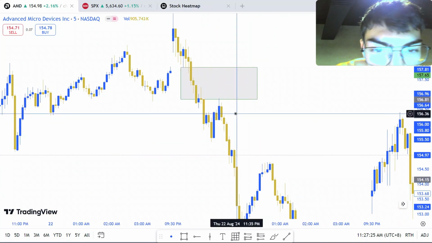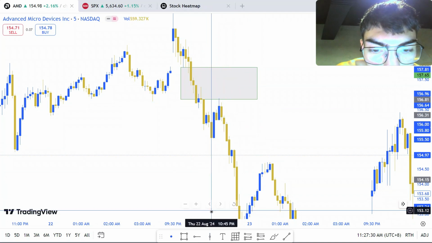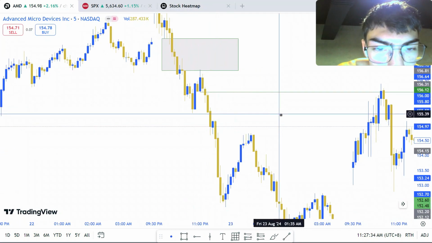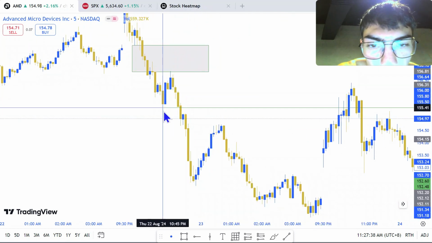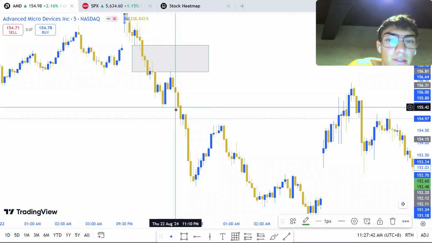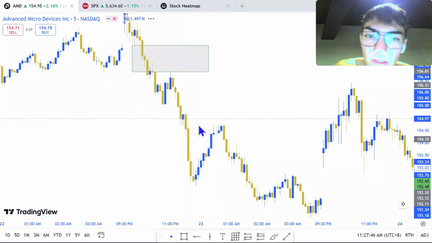Boom. What do you notice? 5 minute break of structure to the downside, and then you could say, okay, I'm gonna wait till it hits this fair value gap. And did price ever hit the fair value gap? No. Did you trade? No. So that's up to you guys.